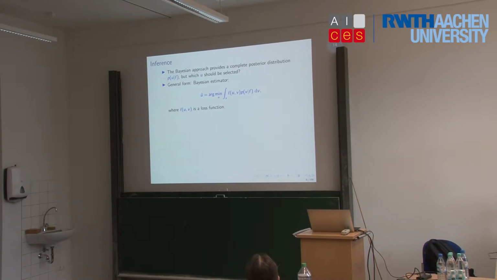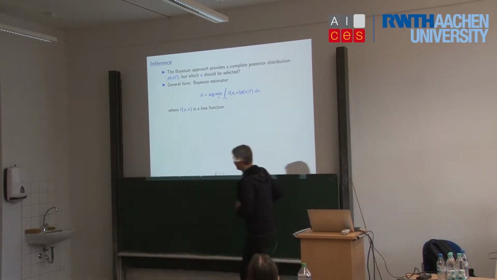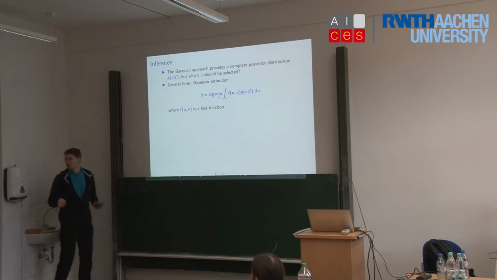Okay, so when we talk about inference, the Bayesian approach doesn't give us a single answer, doesn't give us a certain u, it gives us a complete distribution. And now the question arises, which sample from the distribution should we select? There's no unique answer to that, of course. When you have different posterior distributions, they could look quite different. So if your distribution looks like this, it's quite obvious which sample to select.